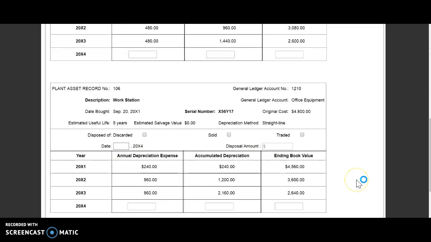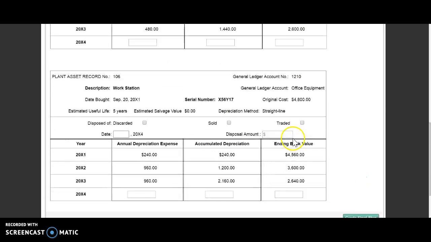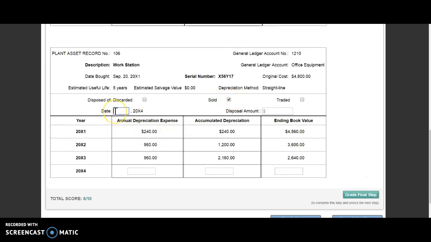Okay, the next one is our workstation. Again, when we look up here, that was on August 10th. We sold it on August 10th. And that one we sold for $2,000. Now, we also need to update that depreciation. So remember, we figured out that depreciation to be $560. We figured out our accumulated depreciation to be $2,720. And then our ending book value was $2,080.